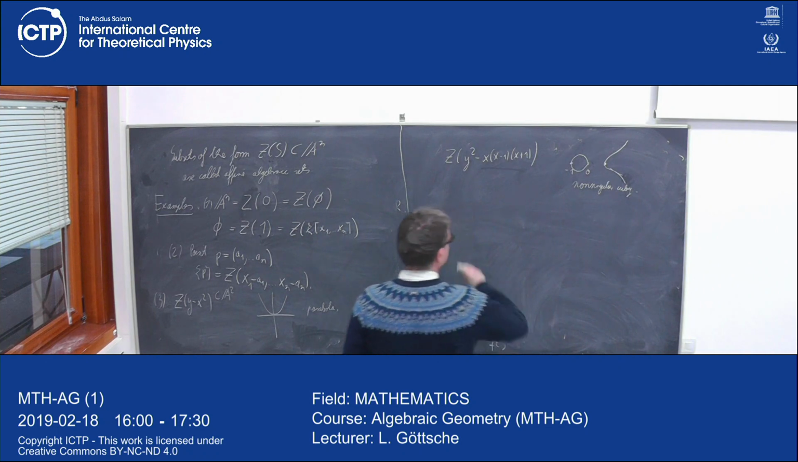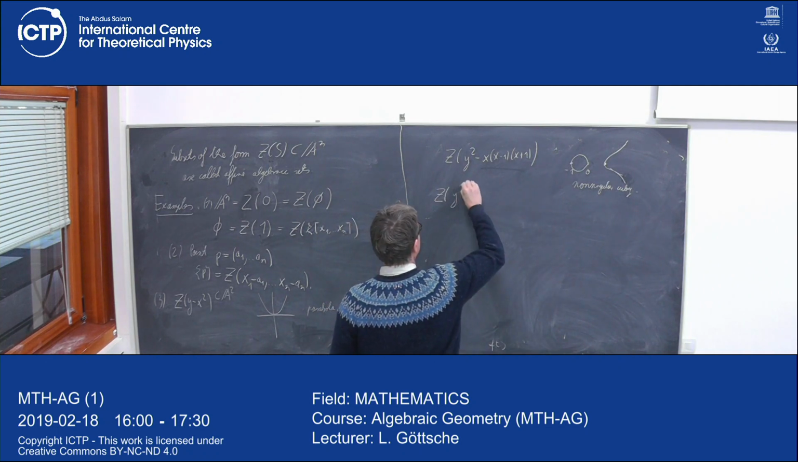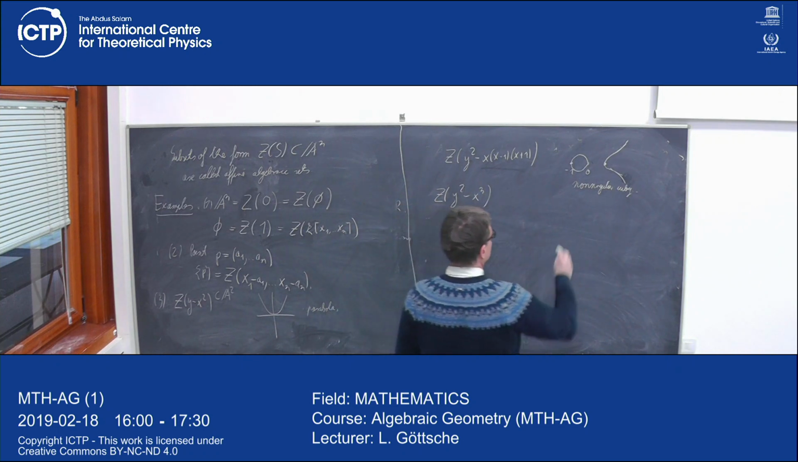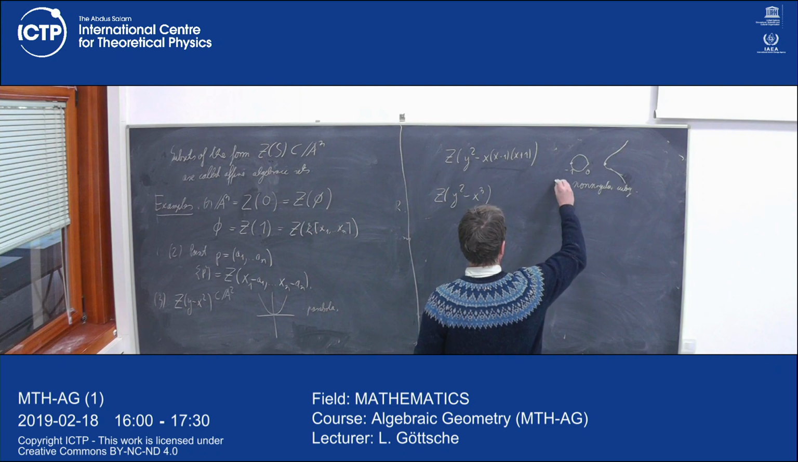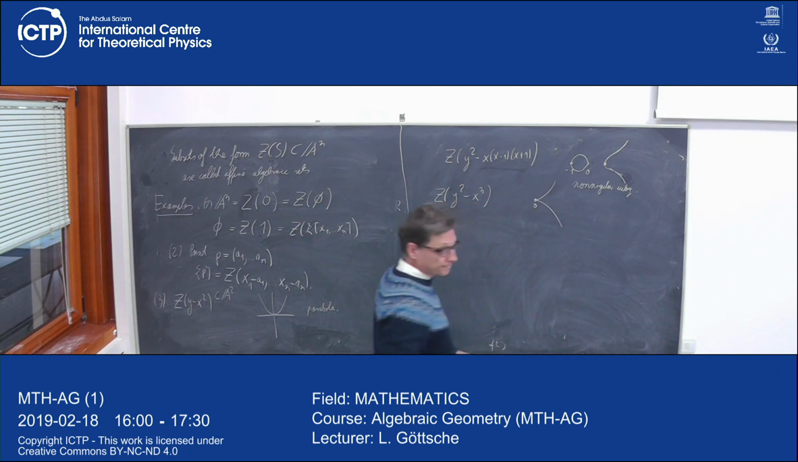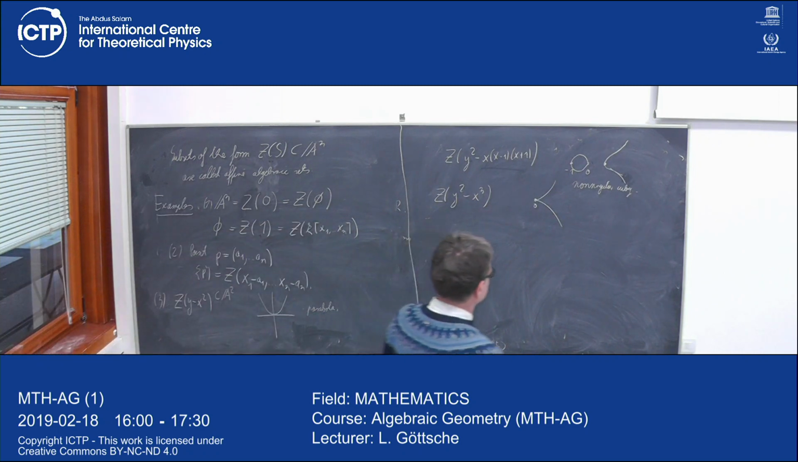You can also look at another case. So this is y squared minus x to the 3. Then the same kind of argument will tell us that it will look like this, where this is the origin. This would be a cuspidal cubic.